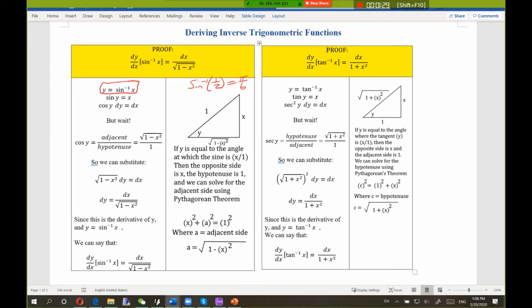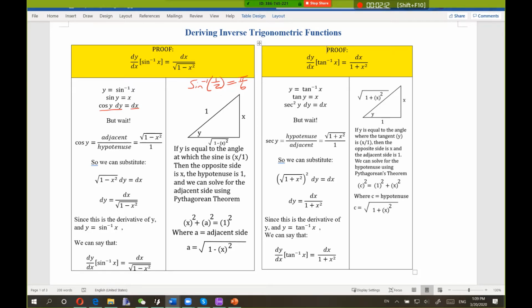So the first thing I can do is take the sine of both sides of my equation. If I do, I'll get the sine of y equals x, because the sine and the arcsine will cancel. So my first step, take the sine of both sides. Then I can derive both sides implicitly. If I derive sine of y, I'll get cosine of y dy with chain rule. If I derive x, I'll get dx.